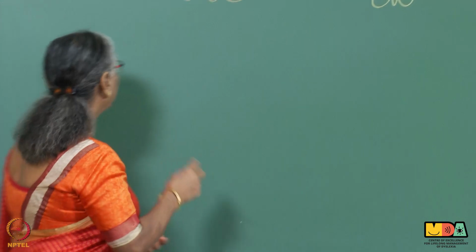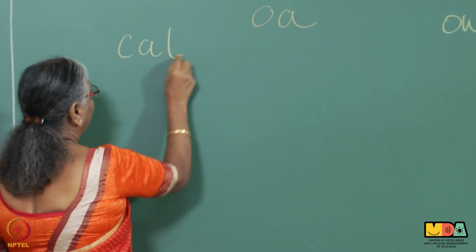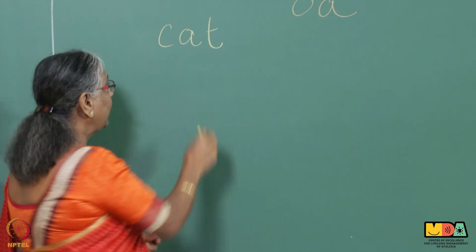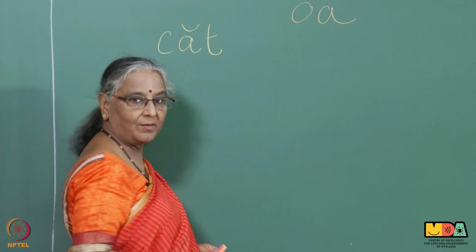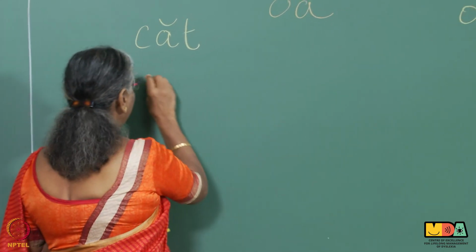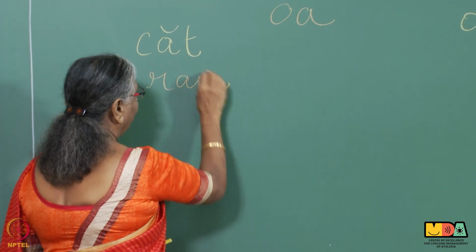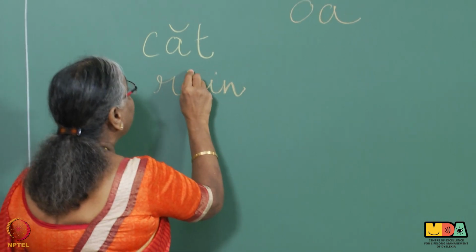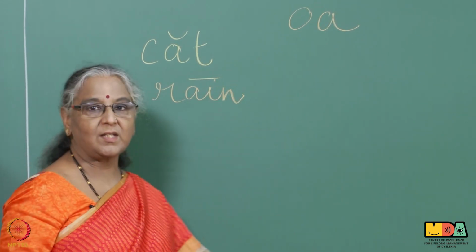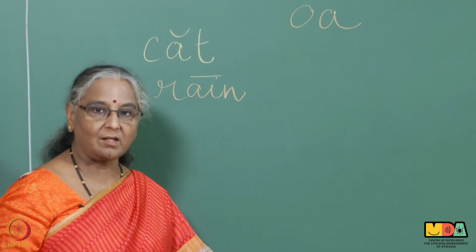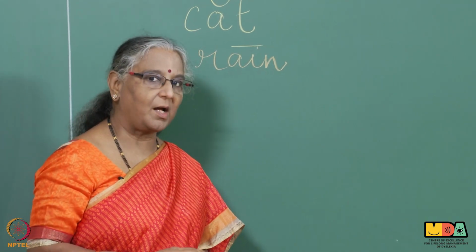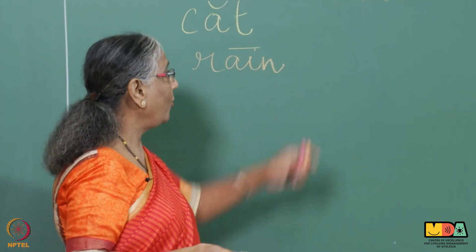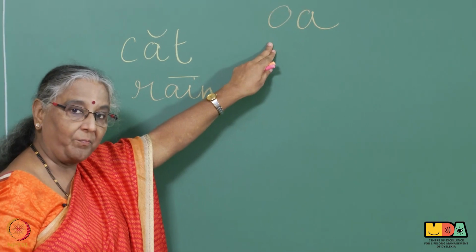Now, in the word cat, we have the short vowel sound, so we will indicate it with a crescent. In the word rain, AI says A, and here we will indicate it with a line on top to say that it is a long vowel sound. The crescent and the long line are your diacritical marks to indicate the shortness or the longness of the vowel sound. Now, coming back to OA.